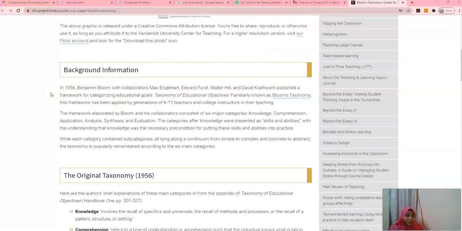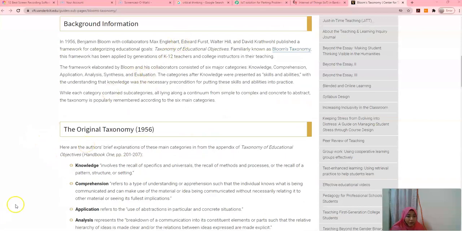It was invented by Benjamin Bloom in 1956, collaborating with Max Engelhart, Edward Furst, Walter Hill, and David Krathwohl, who published the framework for categorizing educational goals. It is a framework normally applied in schools. It consists of six major categories: knowledge, comprehension, application, synthesis, and evaluation. Each category has much detail.